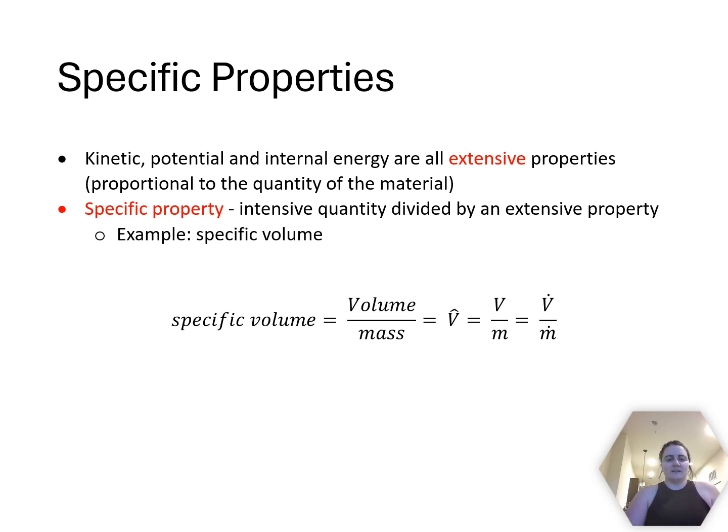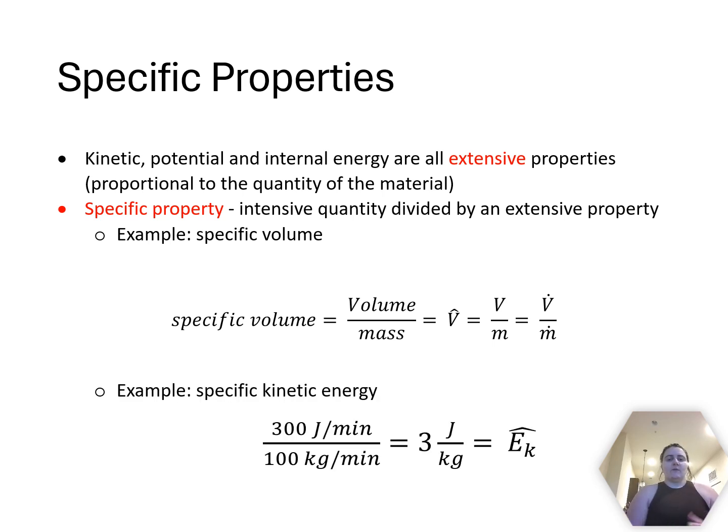And when we represent things with specific properties, they have a little hat or a little caret over the top of them. So instead of having a dot, which is a flow rate, they now have a hat, which represents that it's per unit mass. So this example on the screen shows you volume per unit mass. This could be volume by itself per unit mass, or it could be volumetric flow per unit mass flow. And that's important too, because remember, we could have volumetric flow or mass flow in our systems.